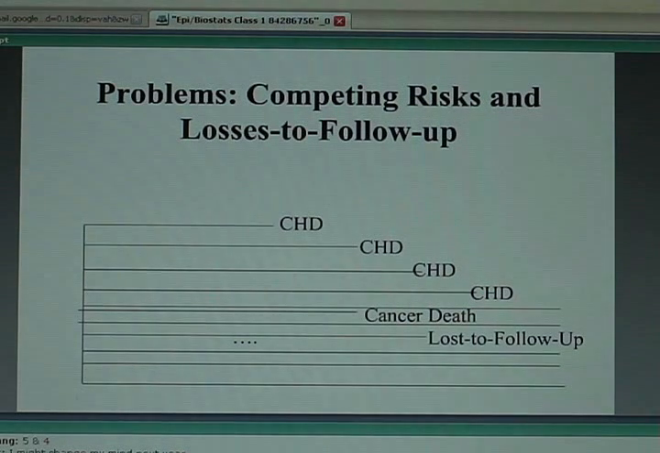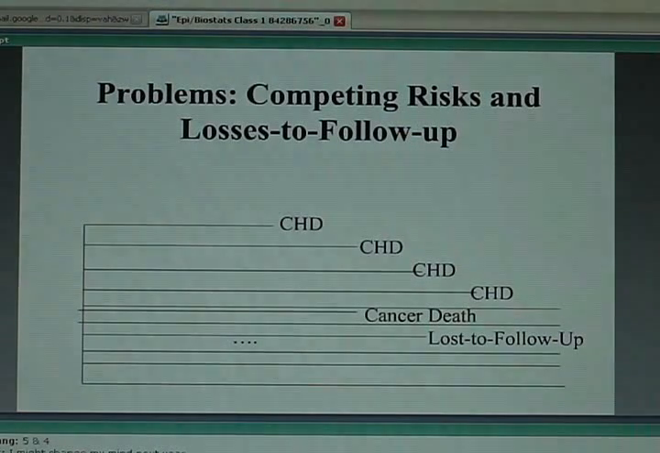When you have these deaths due to other causes, or when you have losses to follow-up, going back to the slide 2 slides ago, we cannot calculate this cumulative incidence because we don't know for sure whether these people who are lost to follow-up or these people who die from a different disease would have developed the disease in question, coronary heart disease, or would not have developed coronary heart disease if they had had full 20 years of follow-up.